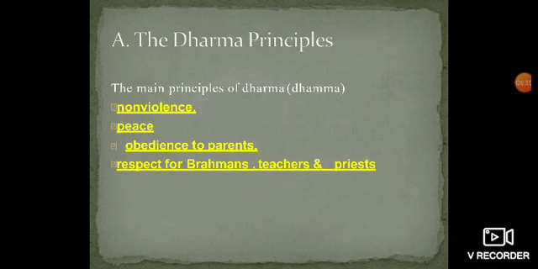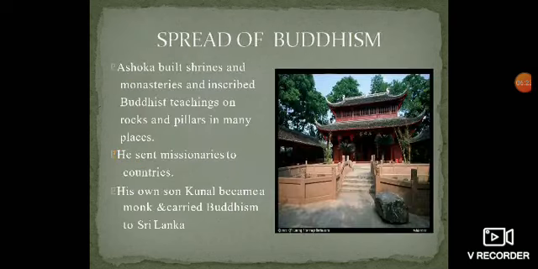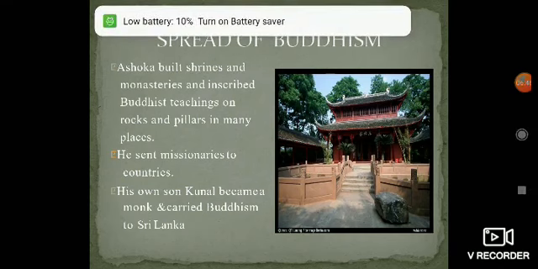The main principles of Dharma are following peace and non-violence, obeying parents and giving respect to everybody, Brahmins, teachers and priests. Spread of Buddhism. As I said, he spread Buddhism. He built shrines. Shrines are nothing but Buddhist temples. One of the famous Buddhist shrines is the Great Stupa, which is in Sanchi. Sanchi is a place in Madhya Pradesh. Even now we can visit the place.